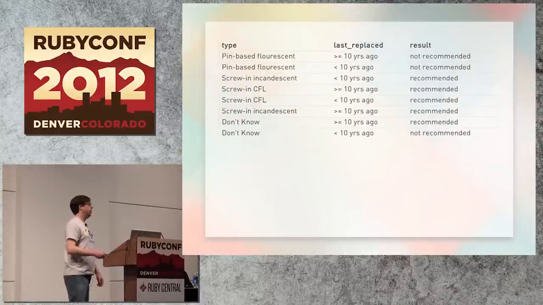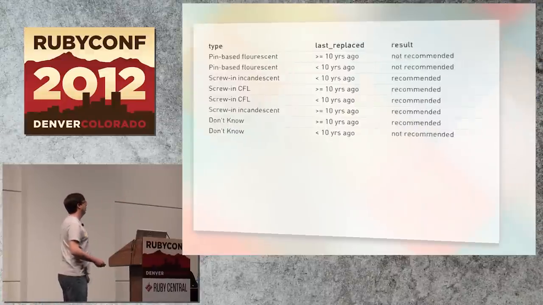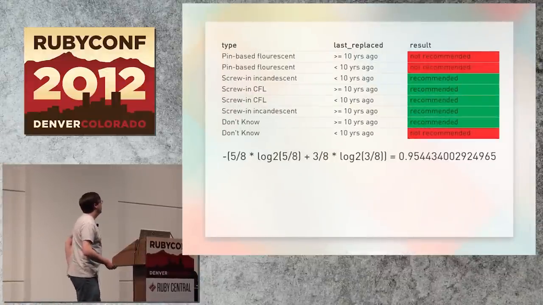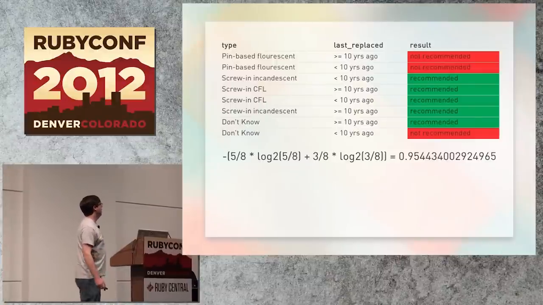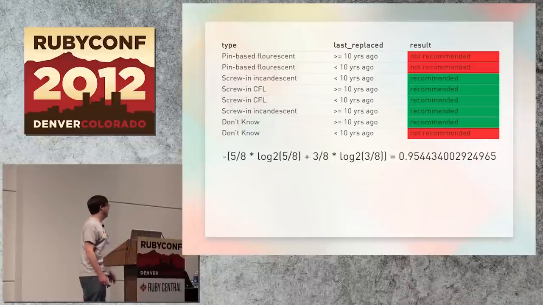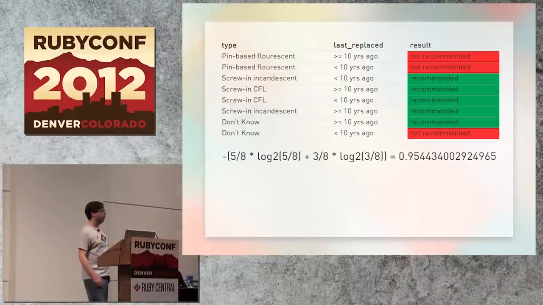So if we take our table again, we can calculate the entropy for the result of that whole table. What we do is we take a look at the frequency of each outcome. If we take a look at recommended, recommended actually occurs 5/8 of the time. So we take 5/8 times log base 2 of 5/8, and then we add that to the frequency that not recommended occurs, which is 3/8, times log base 2 of 3/8. So we come up with a number, and that number is about 0.95. So that's the entropy of the whole result.